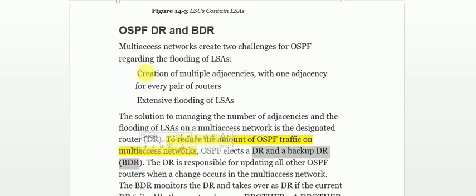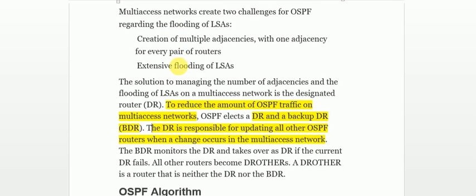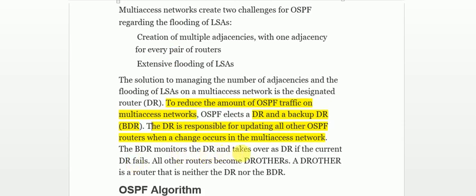They will elect one DR and one BDR. The DR is responsible for updating all other OSPF routers when a change occurs in the multicast network. The BDR will monitor the DR. When the DR goes down or fails, the BDR becomes the DR. All other routers are DROthers. DROthers are the routers which are neither DR nor BDR.